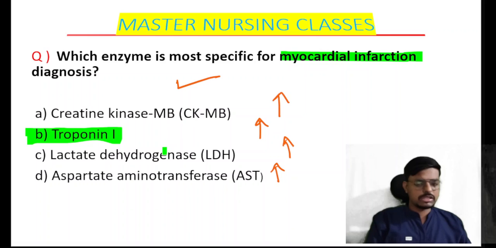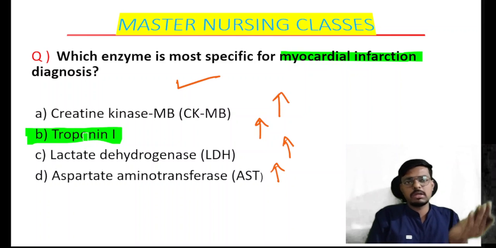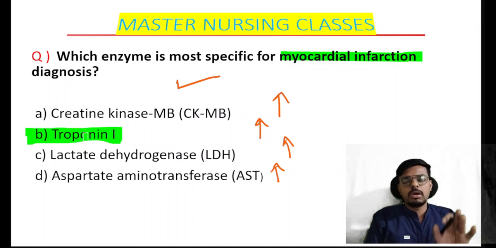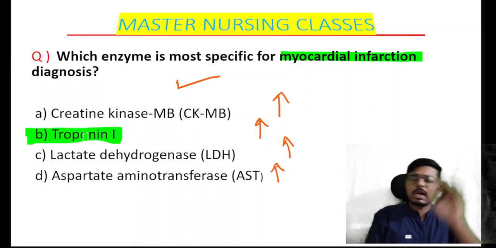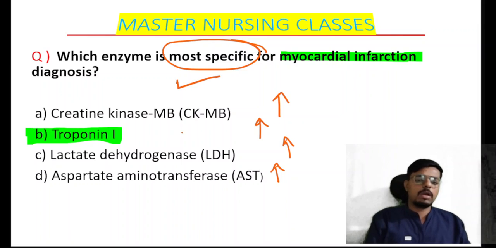If there is any muscular structure damage, all enzymes rise, but troponin I is the enzyme which rises very specifically in myocardial damage only. Troponin I will not rise in skeletal muscle damage, like gluteal muscle damage. It will rise only in cardiac muscle damage. That's why it is considered the most specific enzyme for myocardial infarction diagnosis: troponin I. Hope the concept is clear for this question.